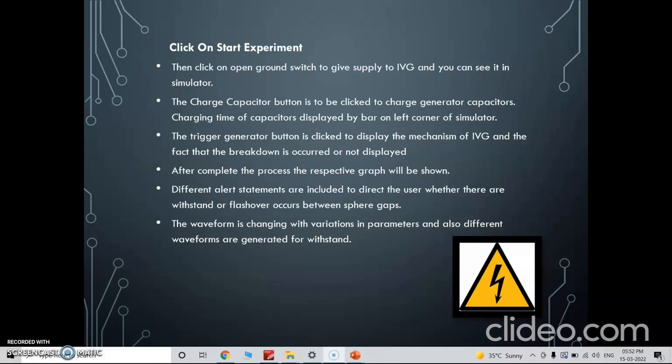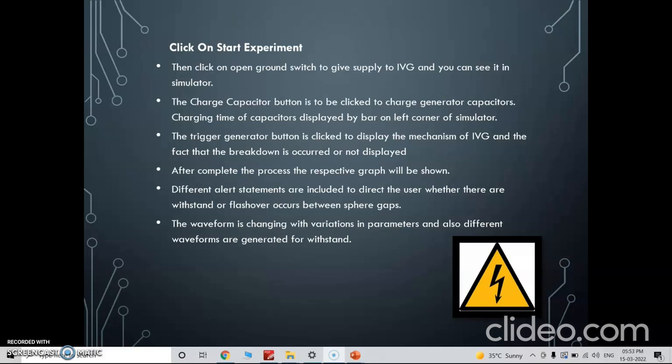Then we click the charging capacitor button, because we have to charge the generator capacitors to display the bar on the network of the simulator. After that, we display the mechanism of the impulse voltage generator to determine whether breakdown is occurring or not occurring. After completing the breakdown process on the virtual lab, V Labs will show the respective graphs according to our voltage and current ratings.